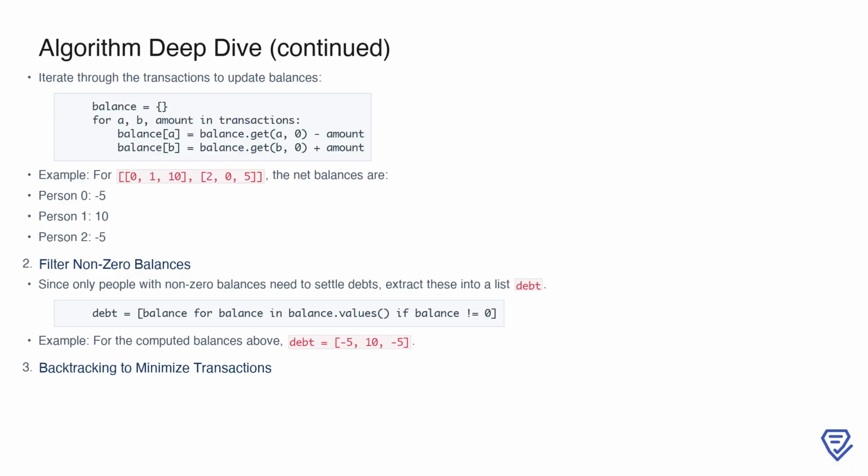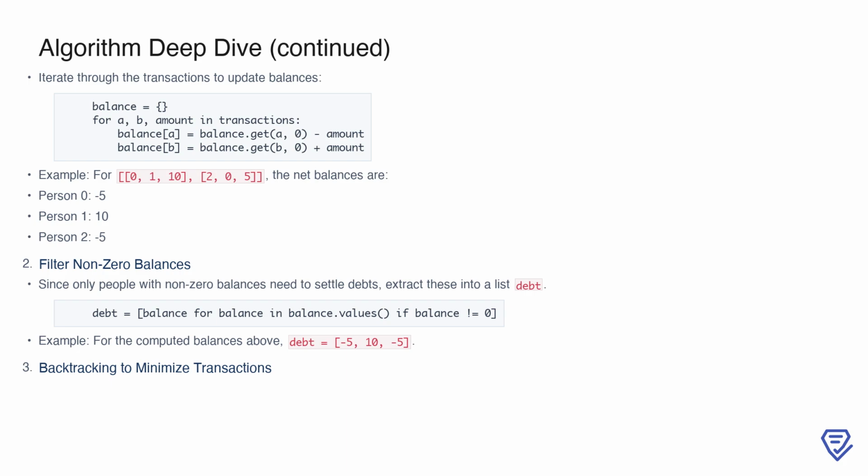To compute the net balance of each person, we iterate through all the transactions. For each transaction, we update the balances of the payer and the payee. For example, using the transactions [0, 1, 10] and [2, 0, 5], we calculate the balances as follows: person 0 has a balance of -5, person 1 has a balance of 10, and person 2 has a balance of -5. This means person 0 owes 5, person 1 is owed 10, and person 2 owes 5.